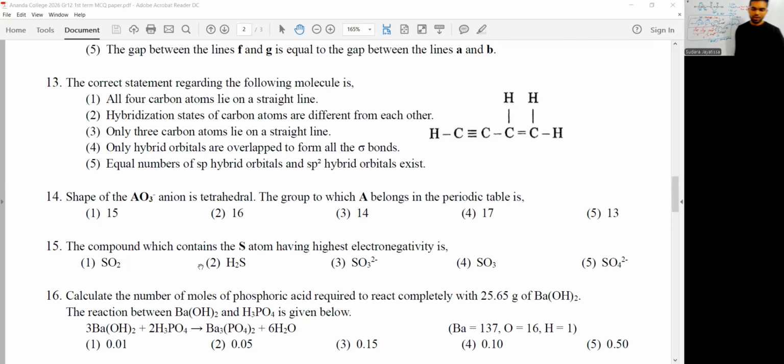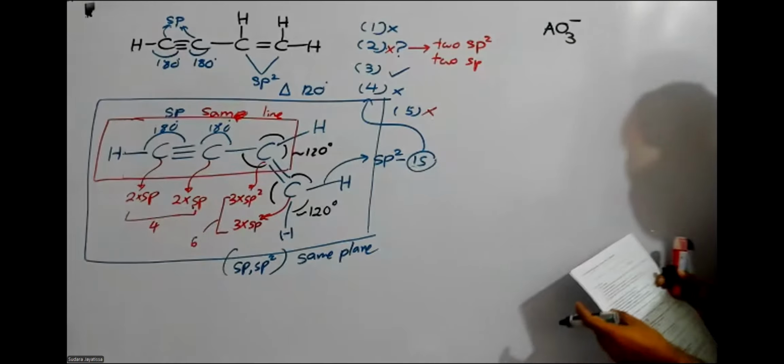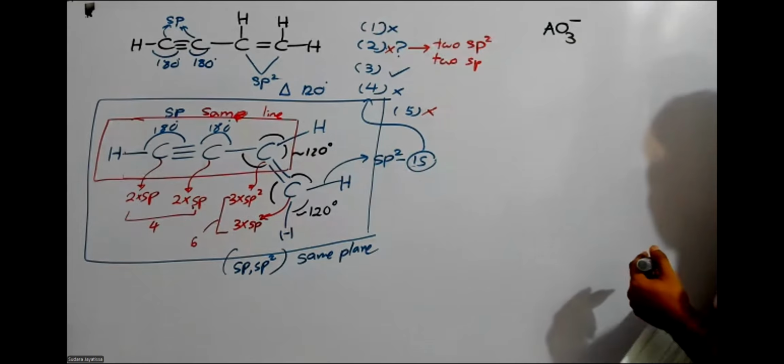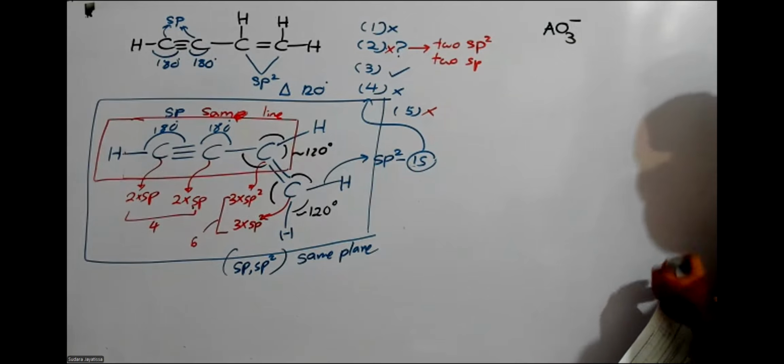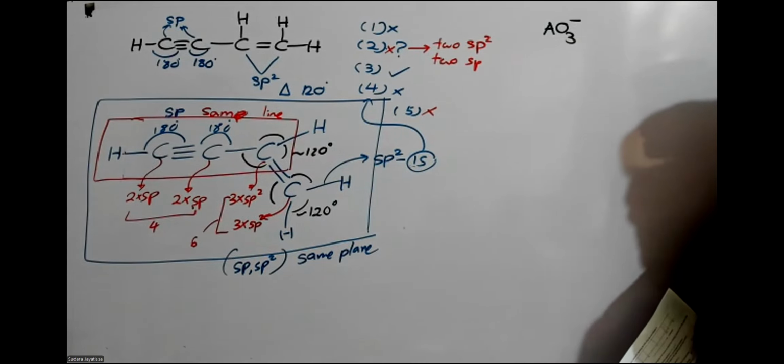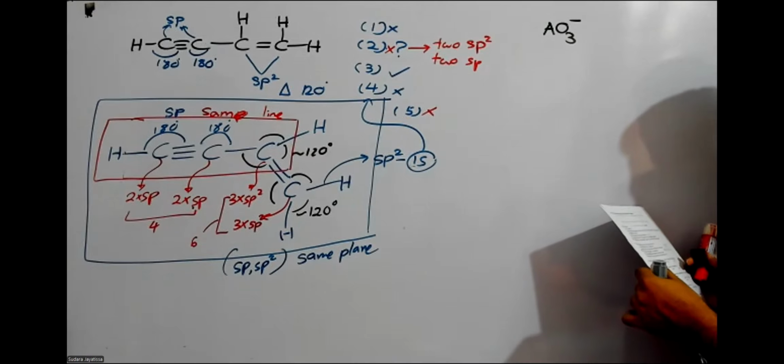Shape of AO3 anion, sorry, AO3 minus anion is tetrahedral. The group to which A belongs in the periodic table. They're asking the group that A belongs to. So AO3 minus is tetrahedral. So what is this? Tetrahedral.